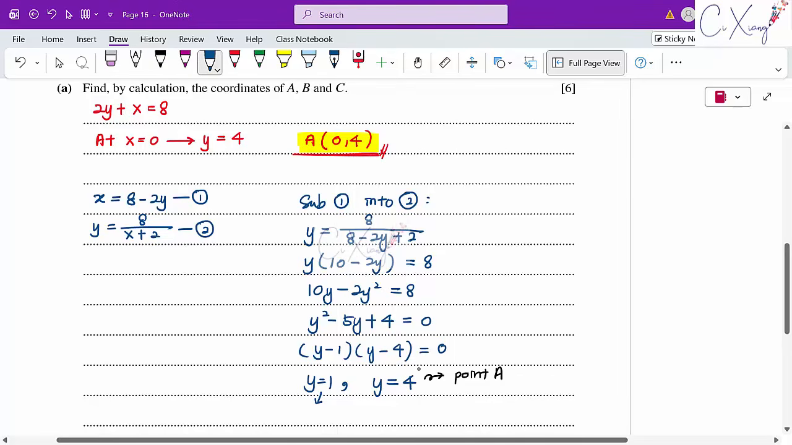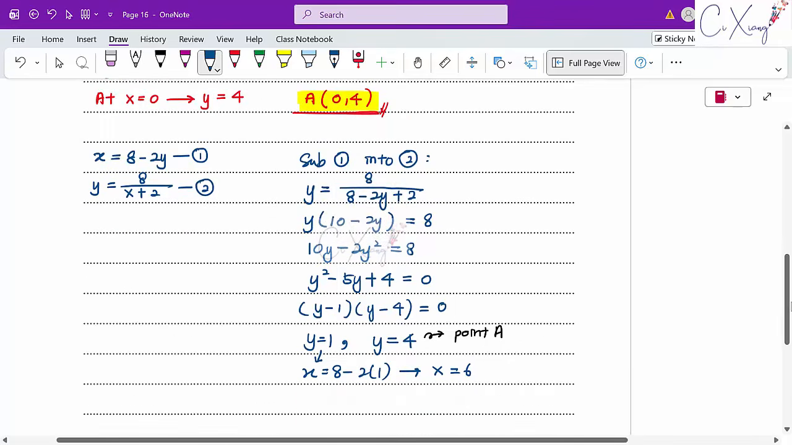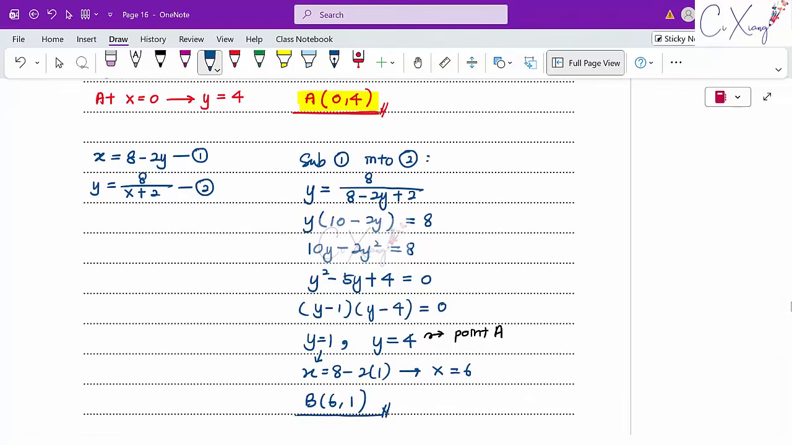Therefore, for point B, what I do is I substitute 1 into either of the equations, right? Then I will be having x equals to 8 minus 2 times 1. So my x is what? My x is 6. And from here, you can get the coordinate for B, where it should be 6 and also 1. Right. This is what you have for point B.